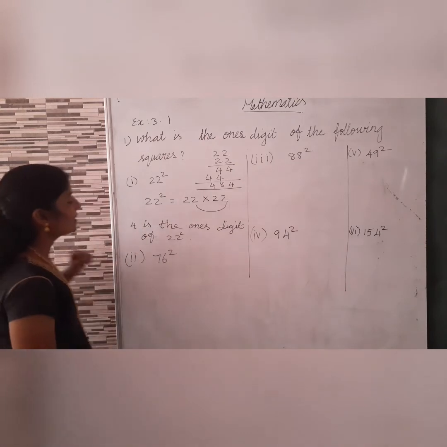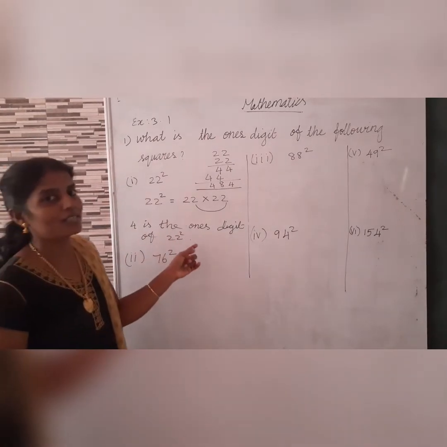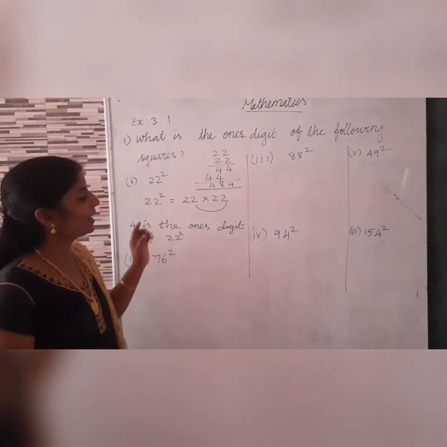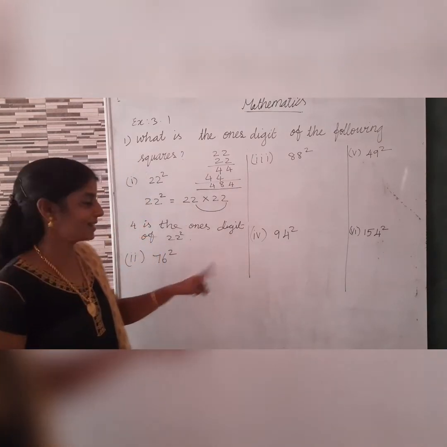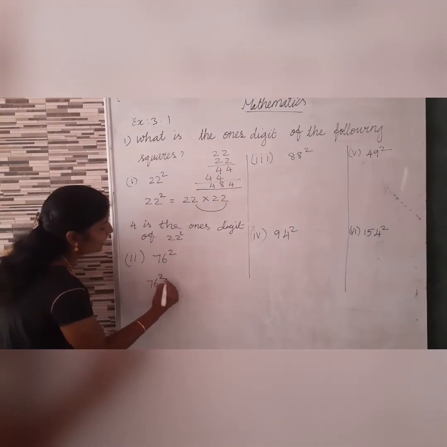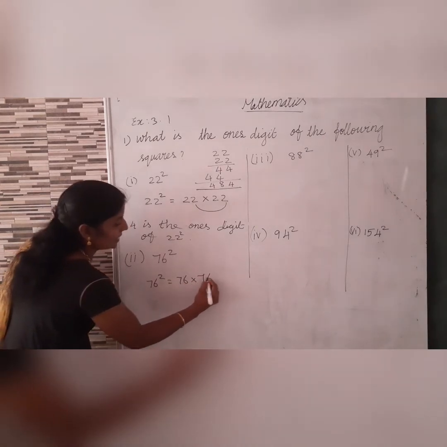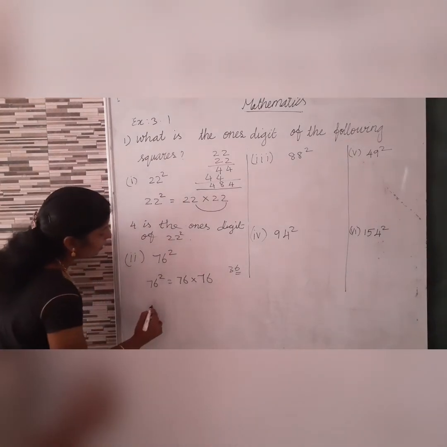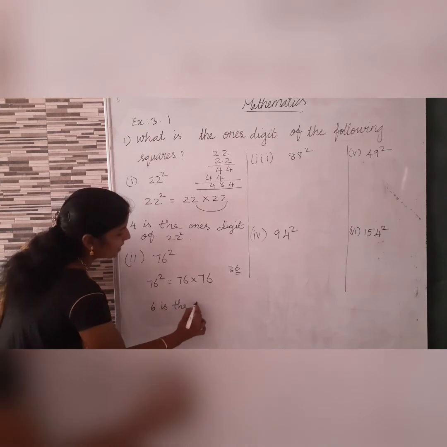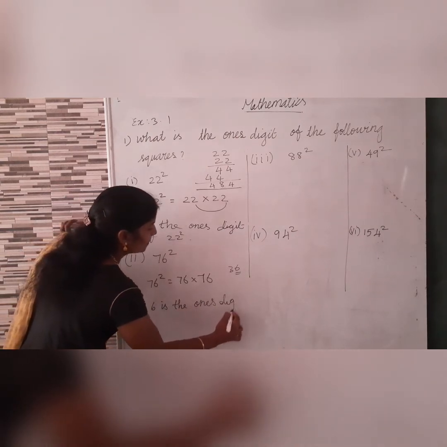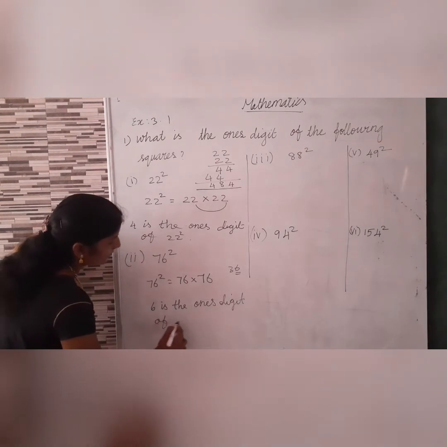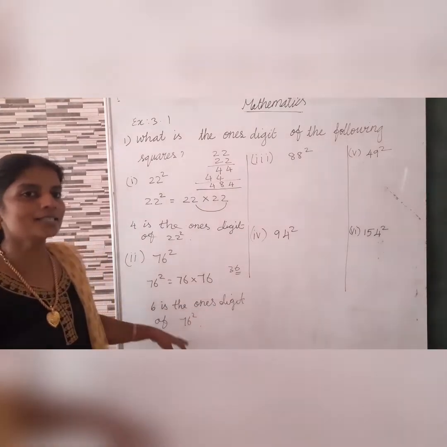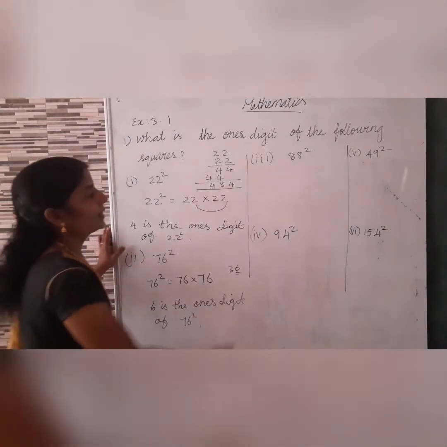Clear? In the same way, second question. Already we learned the tabular column, isn't it? Here, any number whose ones digit is 6, the corresponding square also ends with 6. Now check it. 76 square is equal to 76 into 76. 6 sixes are 36. Which is the ones digit? 6. So 6 is the ones digit of 76 square. Are you clear? Okay. Then next question.